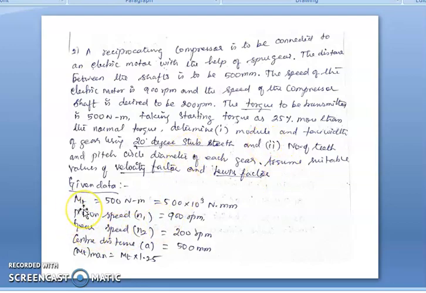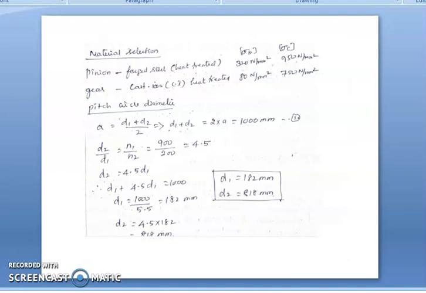So the MT is 500 Newton mm. Then the pinion speed is given, the gear speed is given, then the center distance is given, then the maximum design MT is equal to MT into 1.25. That is 1.25 times higher, 25% higher.